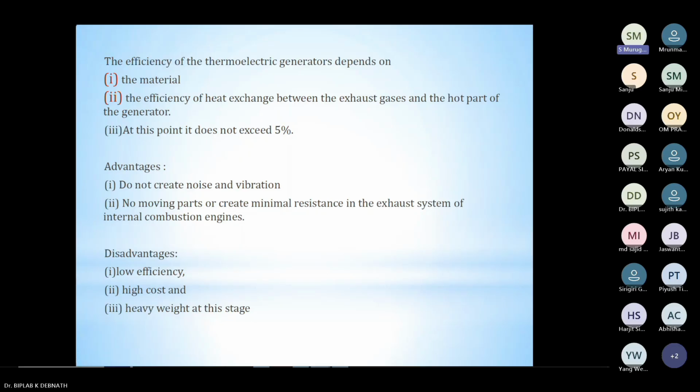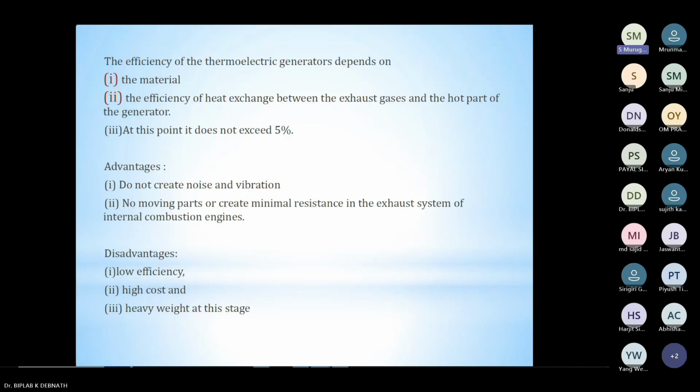Thermoelectric generators, normally TEG, have different advantages. Mainly two advantages are there. There is no noise pollution. There is no vibration from the thermoelectric generator device. There is no moving part at all. Therefore, it creates very, very little friction in the entire system. We don't use any motor or pump like that. So in that case, absolutely, it's a noise-free system.